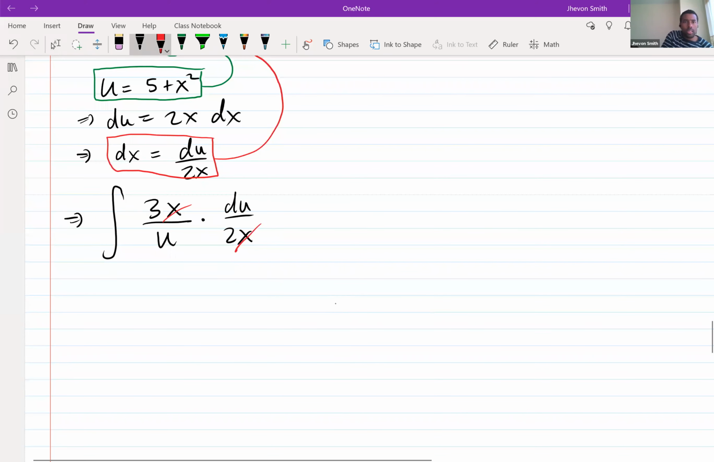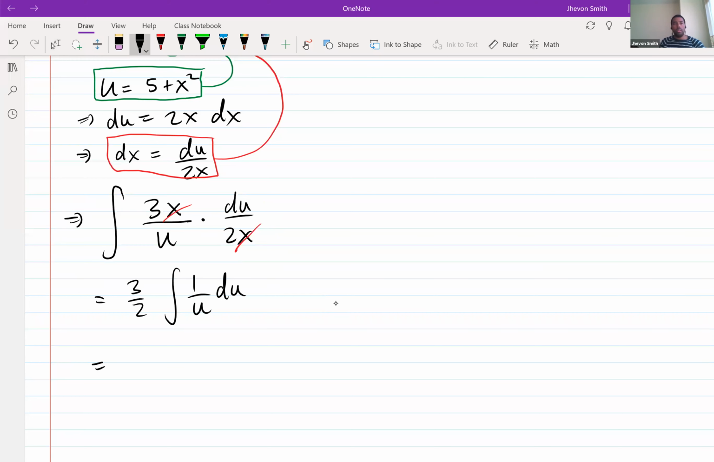So we can clean this up a bit. So 3 and 2 are constants. I can move those guys outside. And ultimately we have that. And what is that integral? ln times the absolute value of u. Right, so it's 3 over 2 ln absolute value of u plus c. And yes, the absolute values are important.